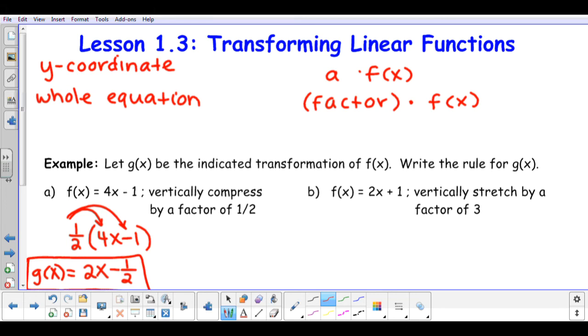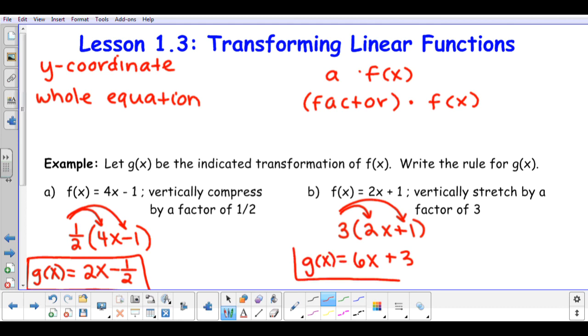Very similar for part B. I have 2x plus 1 this time, and I'm going to vertically stretch by a factor of 3. So my factor of 3 would go in front, and my 2x plus 1 would go behind, and I'll distribute that 3 to every value in that equation. So 3 times 2x would give me a 6x, and 3 times 1 would give me a 3. So my new g of x function for my vertical stretch would be 6x plus 3.